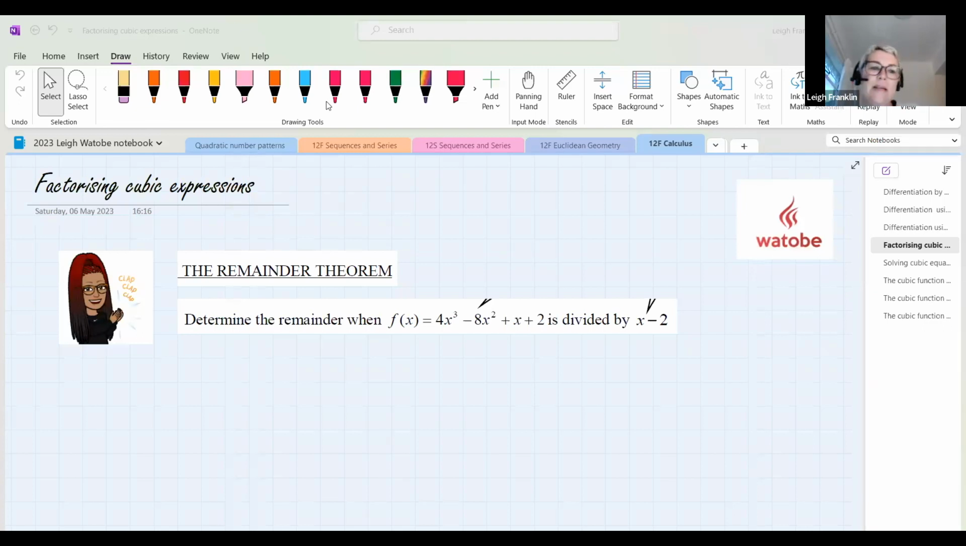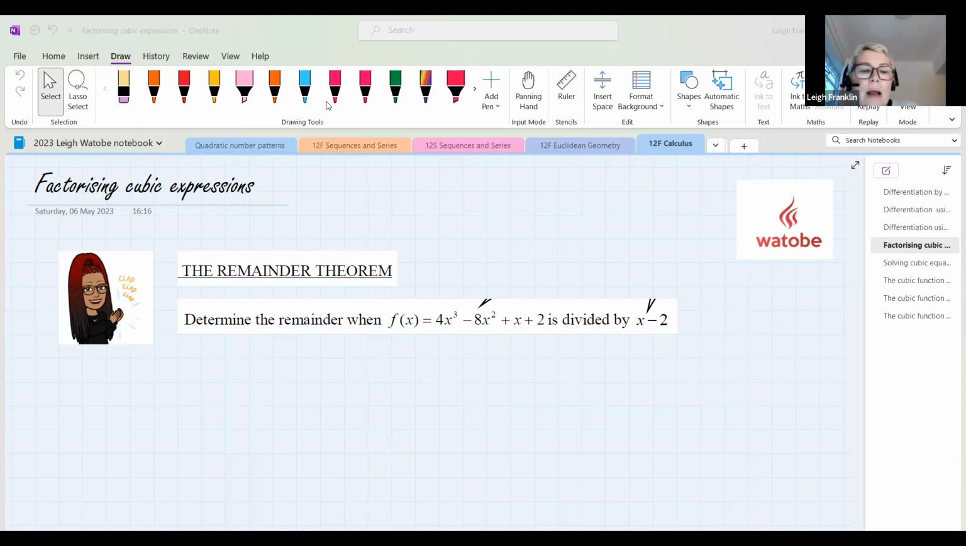Over the next 2 lessons, I want to talk about the factorizing of cubic expressions and the solving of cubic equations. We won't get to solving cubic equations today. That will be our next lesson. And all of this is geared towards helping you answer those questions in calculus where we're working with the cubic function. We will talk about the cubic function in a lot more detail, but we obviously need all of this information in order to answer these questions.